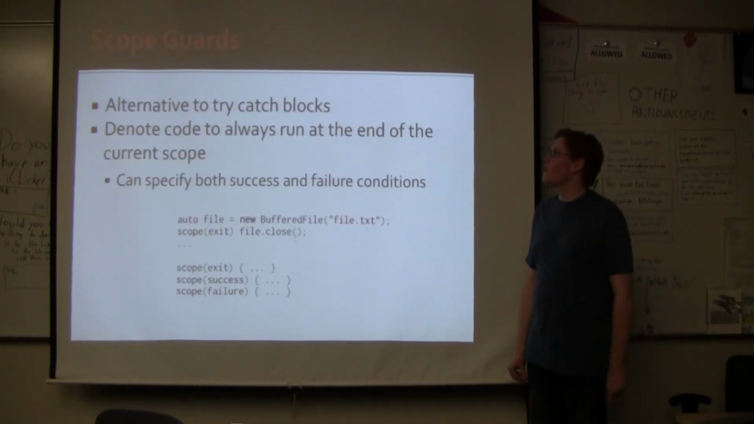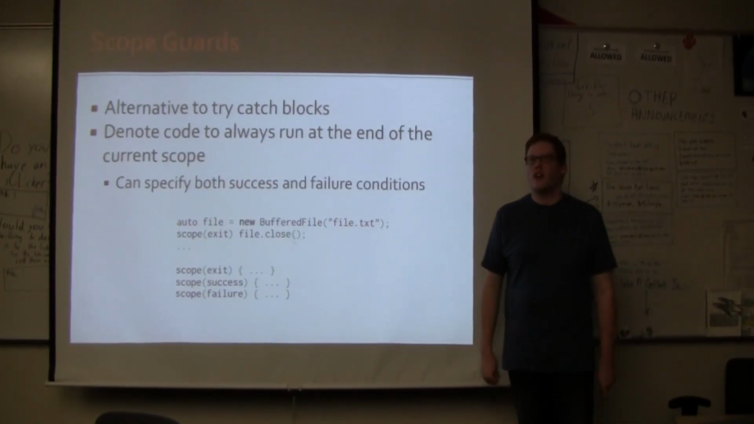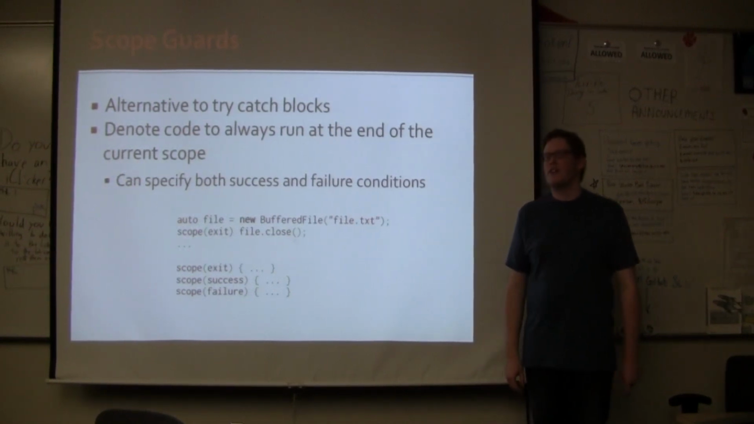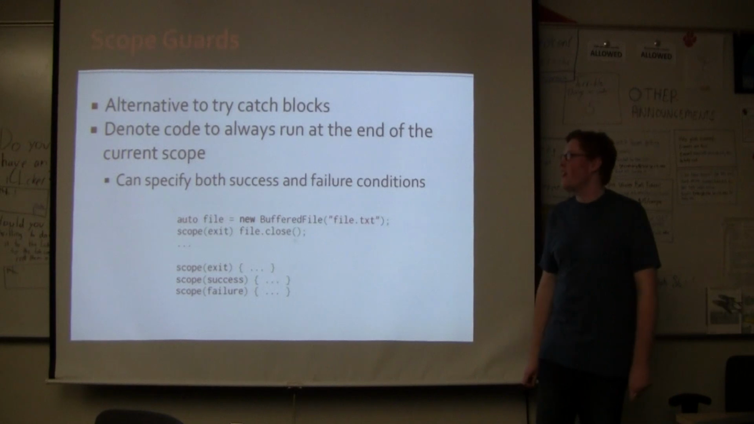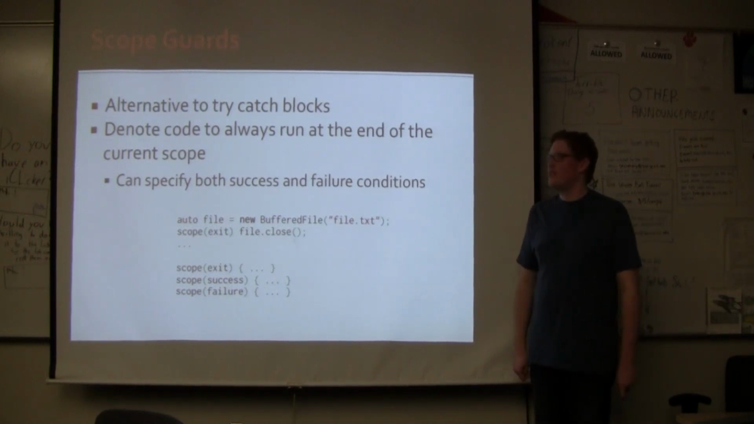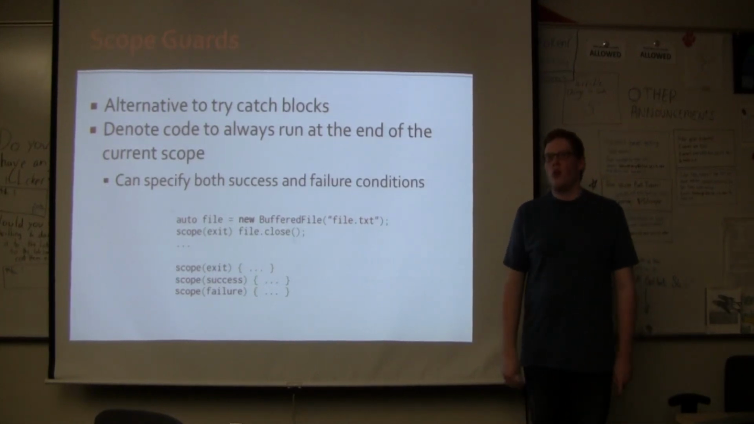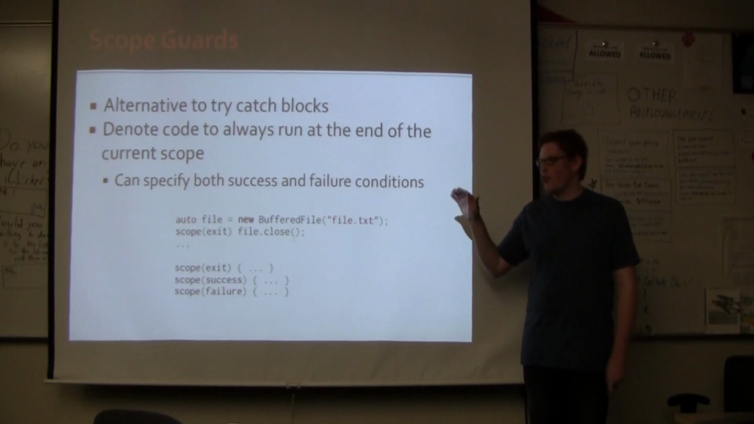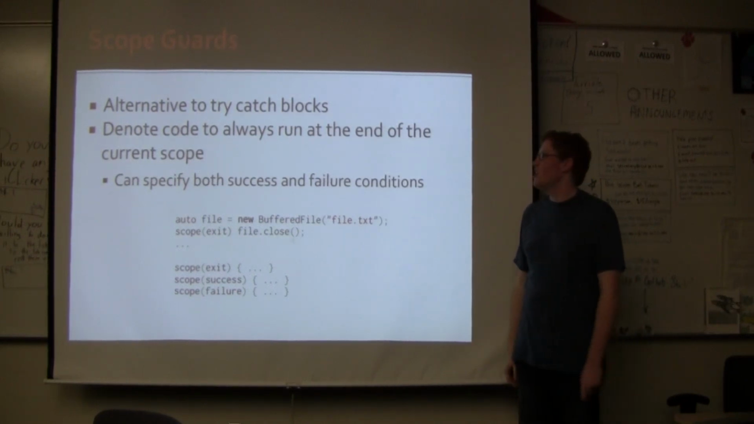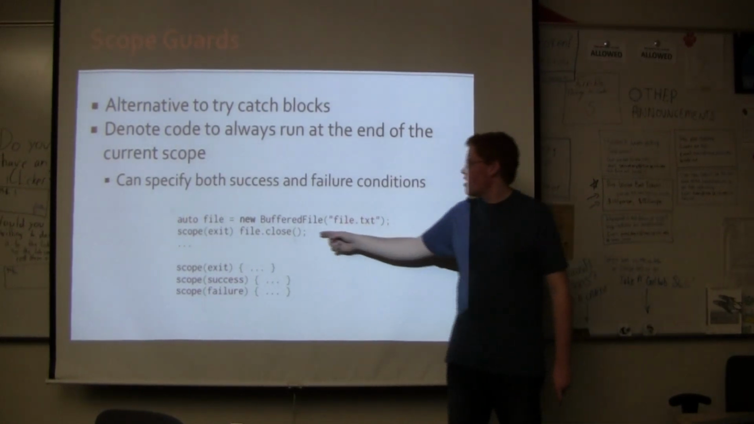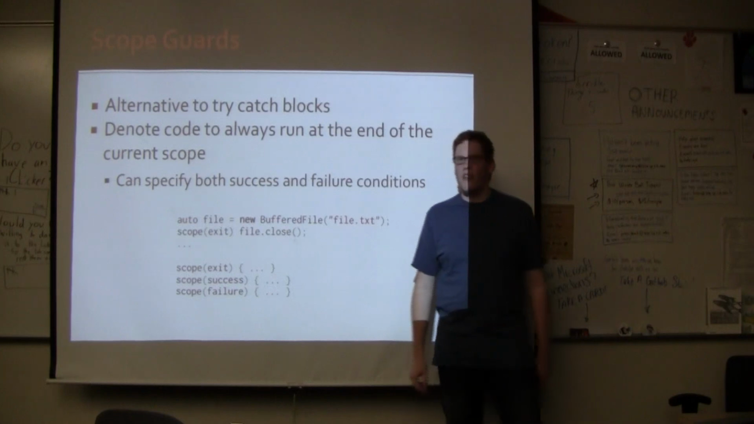So now this is another really cool feature. It's called scope guards. Scope guards are an alternative to try-catch blocks. D also has try-catch blocks, but it has this, which can really clean up your code if you use them correctly. What it does is it denotes code that should run at the end of the current scope. So if you're in a method and you want to guarantee when you open a file that it closes, you can put right underneath it a scope exit command that says file.close.